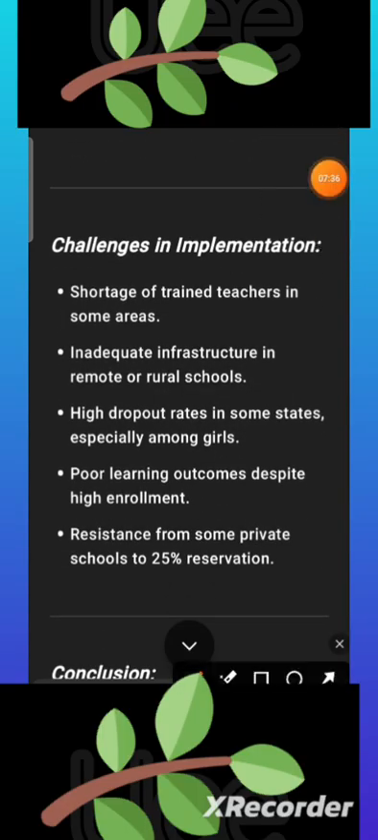Challenges in implementation. Lack of adequate infrastructure and trained teachers in rural or remote areas. Resistance from some private institutions to implement the 25% reservation. Quality of education and learning outcome remain a concern. Inconsistent enforcement and awareness in different states. Shortage of trained teachers. Inadequate infrastructure. High dropout rate in some states, especially among girls. Poor learning outcome despite high enrollment. Resistance from some private schools to 25% reservation.